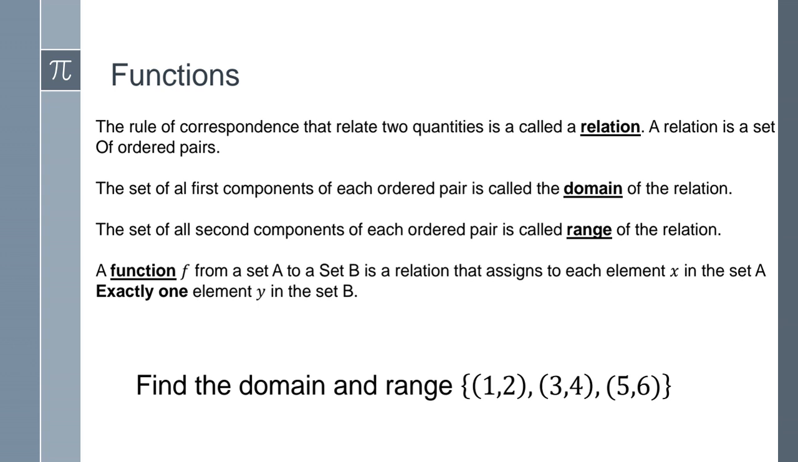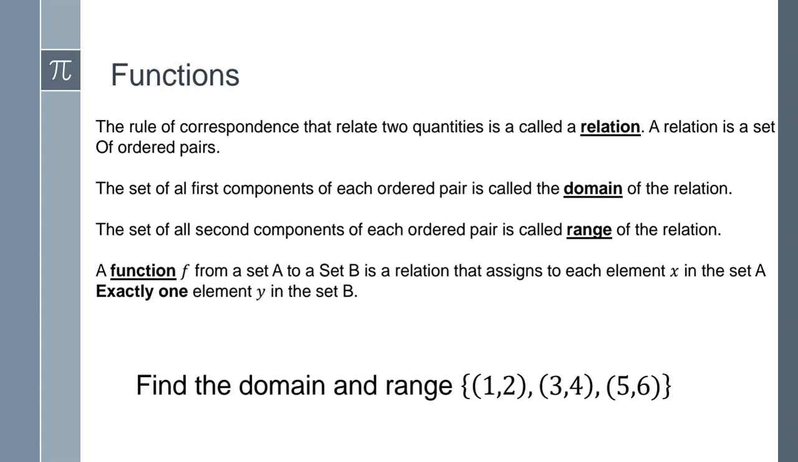So for instance, in this example, find the domain and range of this given set. So we have ordered pairs here. We have 1, 2, 3, 4, 5, 6. Again, these are ordered pairs. Our first one refers to the x, the 2 is the y, the 3 is the x, the 4 is the y, the 5 is the x, and the 6 is the y, respectively.